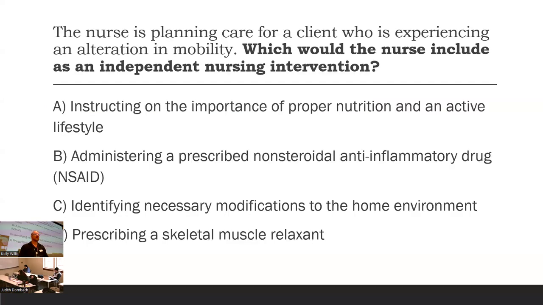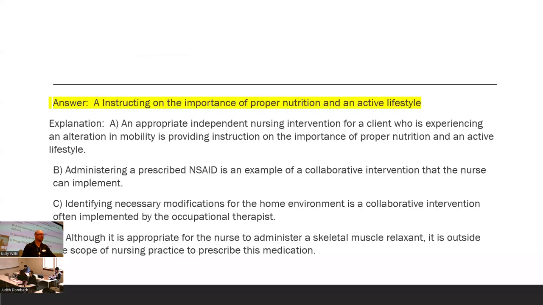A nurse is planning care for a client who is experiencing an alteration in mobility. Which would the nurse include as an independent nursing intervention? And I have a lot of mobility questions. Instructing on the importance of proper nutrition and an active lifestyle. What do you think of that one? Administering a prescribed non-steroidal anti-inflammatory drug. Identifying necessary modifications to home environment. Maybe. Prescribing a skeletal muscle relaxant. And since we're not able to prescribe, it's not that one. And it's A, instructing on the importance of proper nutrition and active lifestyle.